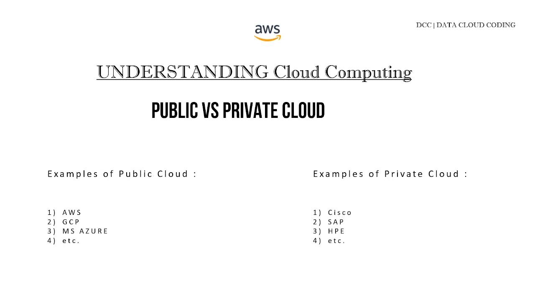Okay, so for examples, if we talk about public cloud, we have the top three public clouds, which are AWS, Google Cloud, and Microsoft Azure. And I'm sure that you must have come across these terminologies in your career. And talking about private clouds, we have Cisco, we have SAP, we have HPE, and so on.